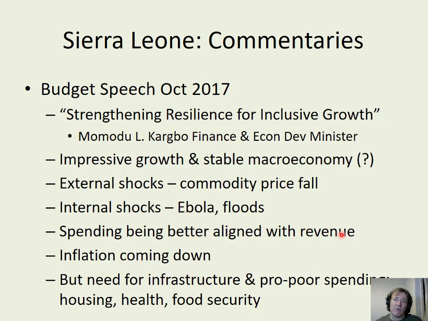Spending better aligned with revenue. Well, there's some sign in the charts that government spending came down a bit. It's true. Inflation coming down. Yeah, not what the IMF said, not what the data seems to say. Need for infrastructure and pro-poor spending. Most observers agree with that. Need for spending on these important areas. So the government sets out what's been happening, and what the plans are for revenue collection and spending.